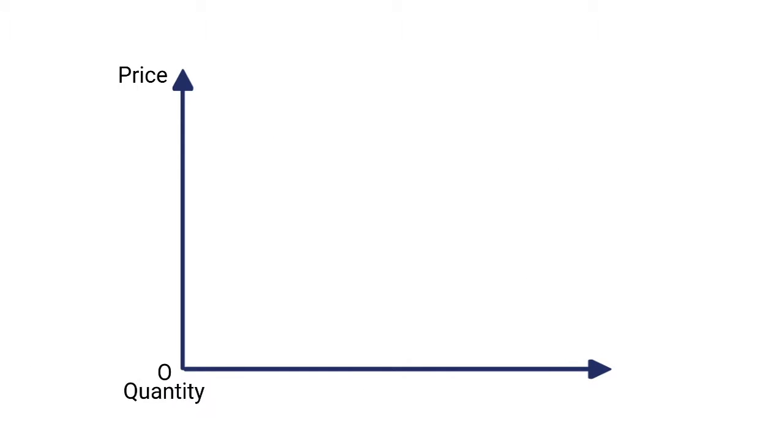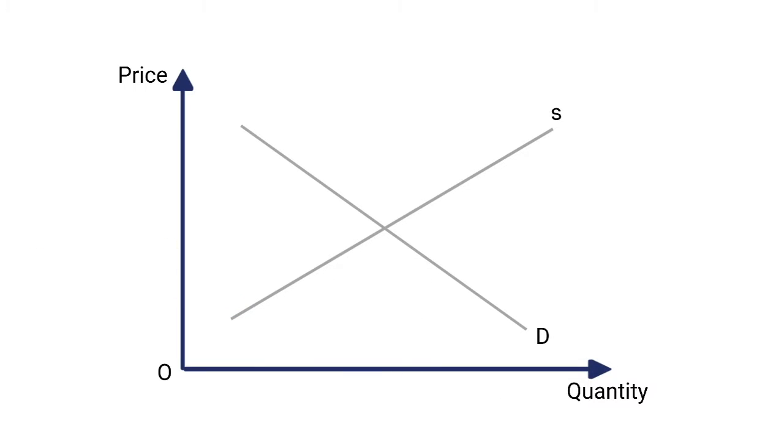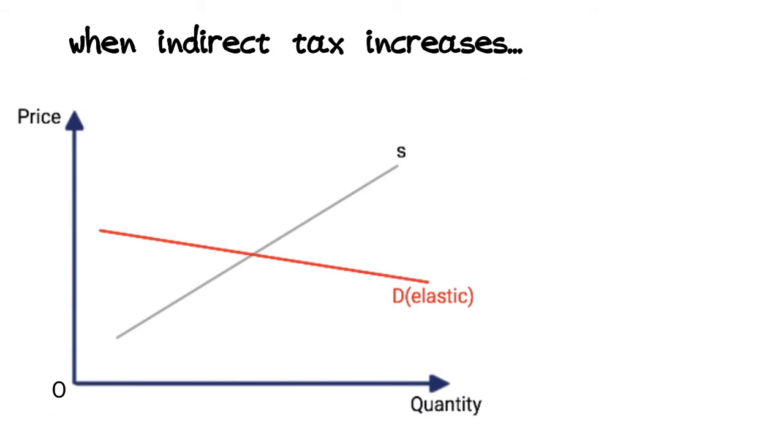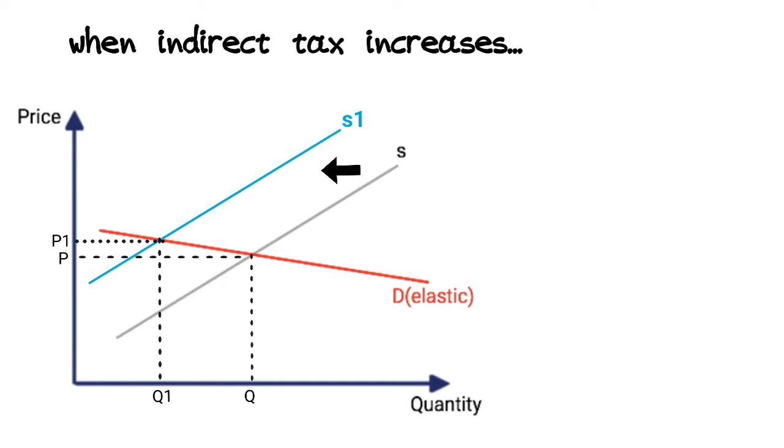These are our axes, this is our supply curve, and this is the demand curve. When there is price elastic demand, the new demand graph will look flatter. When indirect tax increases, the cost of production increases. It will cause a fall in supply, thus the supply curve shifts to the left as the blue curve S1.